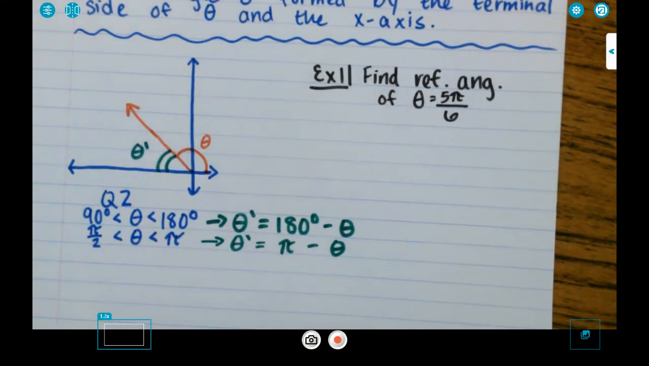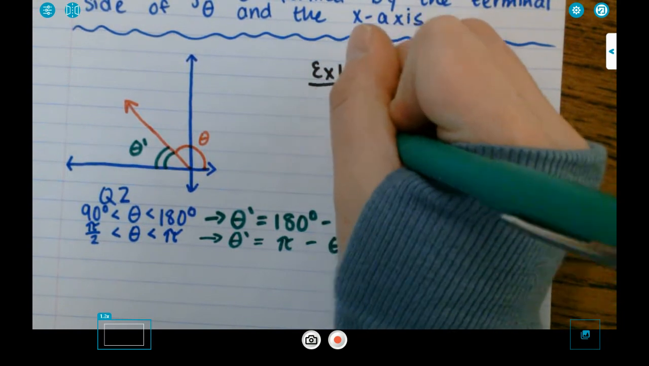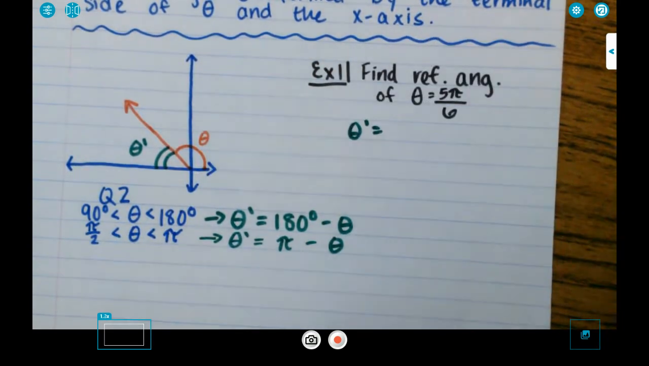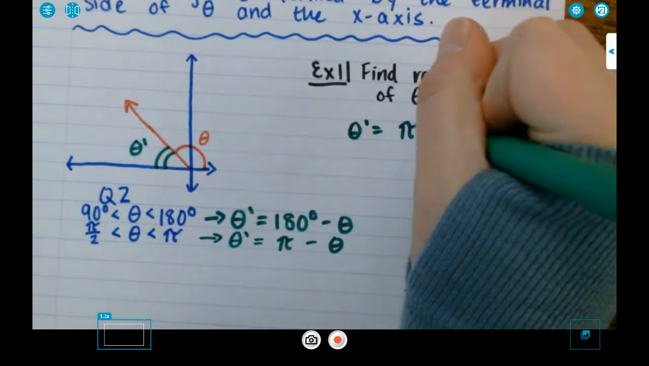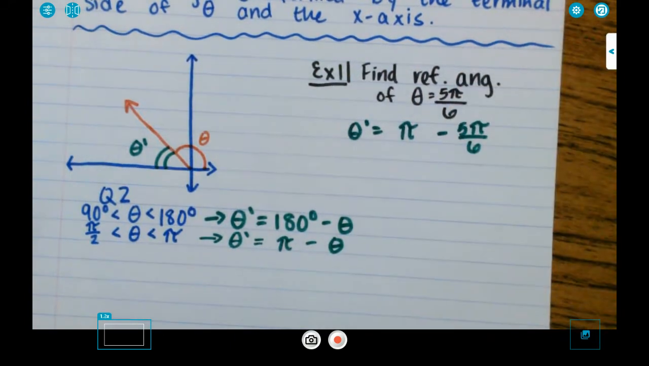So we identify that we're in quadrant 2, because 5 pi over 6 is in quadrant 2. Then we identify that we need to use this rule because we're in radians, and we say that theta prime equals pi minus 5 pi over 6. And then we've just got to do that math.